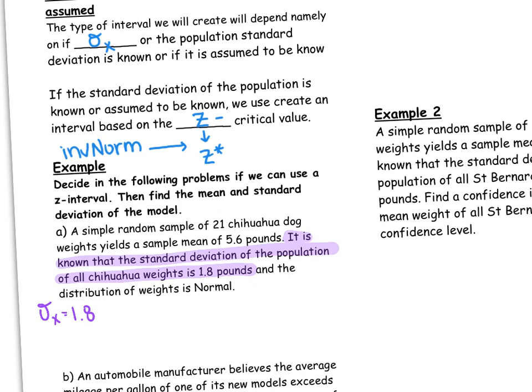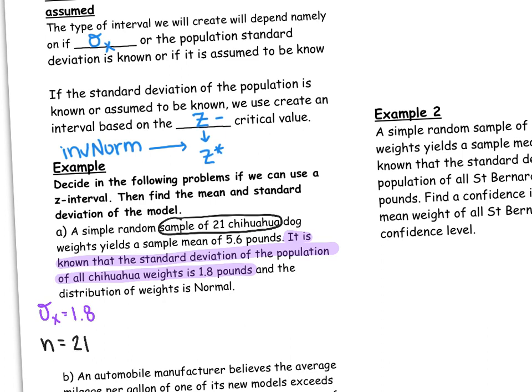The other thing I need to know is this. I want to look at the sample size. And the sample size has to be bigger than what number? 30. So I want to know what n is equal to. Well, look here. What is your n equal to? It tells you how many you're looking at. A random sample of 21 Chihuahuas, right? What's wrong with that number? It's less than 30.